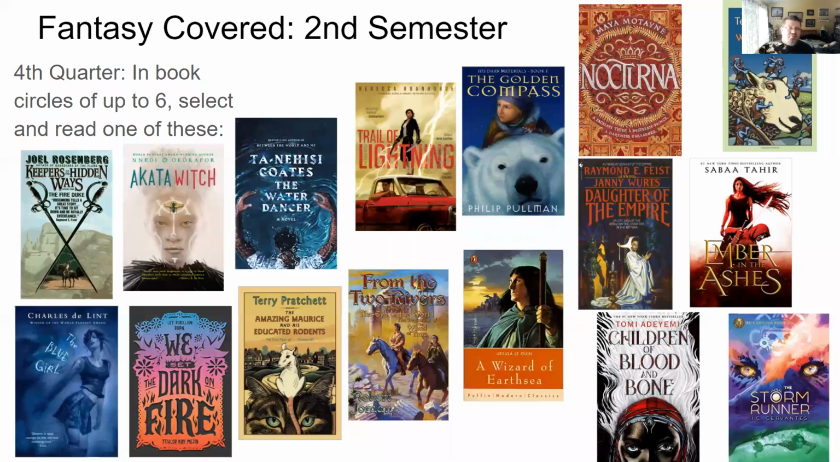Then fourth quarter is going to be book circles. You'll form groups of up to 6 or so. I think some of these books we only have 5 copies of, and some we have 6, so it varies a little bit. You'll pick one that interests you.